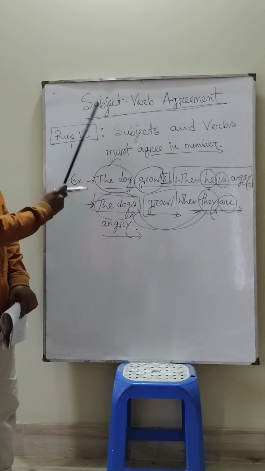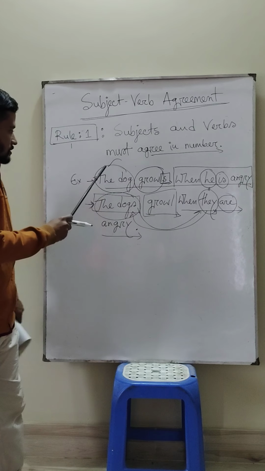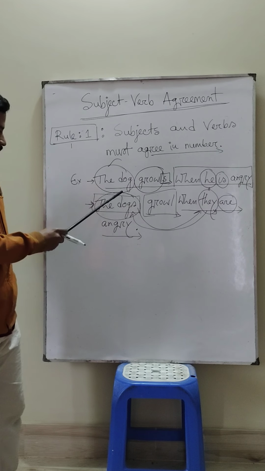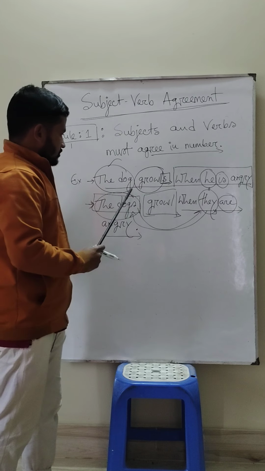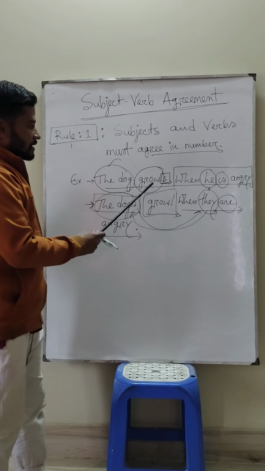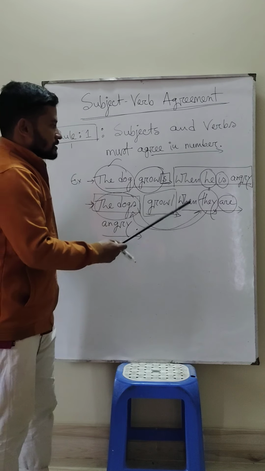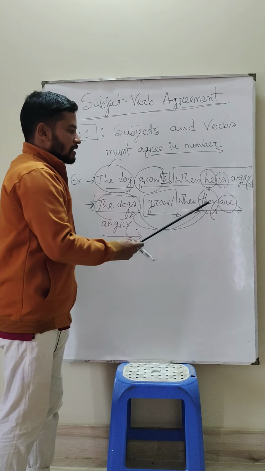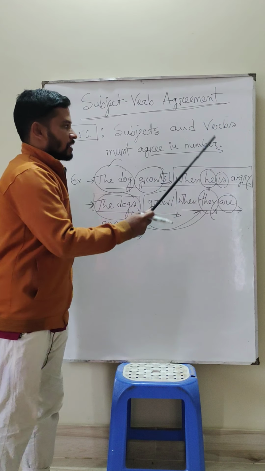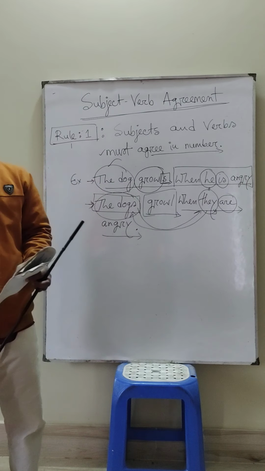Here you see the rule: subject and verbs must agree in number. In the two examples I showed you, the subject singular, then verb is singular; subject plural, then verb is plural. Same case for the subordinate clause: subject singular, verb singular; subject plural, verb plural. So we go to the next rule.